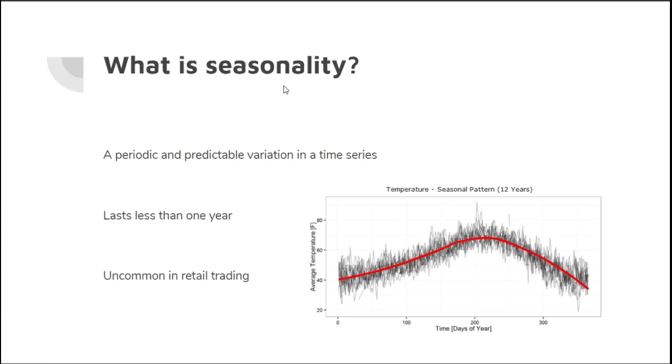First of all, what is seasonality? It's a periodic and predictable variation in a time series, as we can see over here in the average of 12 years in the temperature of a certain place. In this case, it's expressed in Fahrenheit, and we can extract that this is somewhere in the northern hemisphere. So a very common seasonal pattern, as the temperature, can be extrapolated to trading.